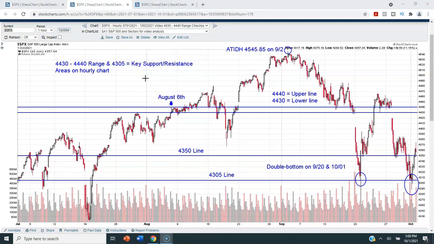The next chart that we're going to look at is an hourly candlestick chart of the S&P 500 that goes back to the 1st of July. Now, what's so important about this is we started off July 1st, 3 months ago, guys. We started off July 1st right around this 4305 level, which is this bottom blue line here.